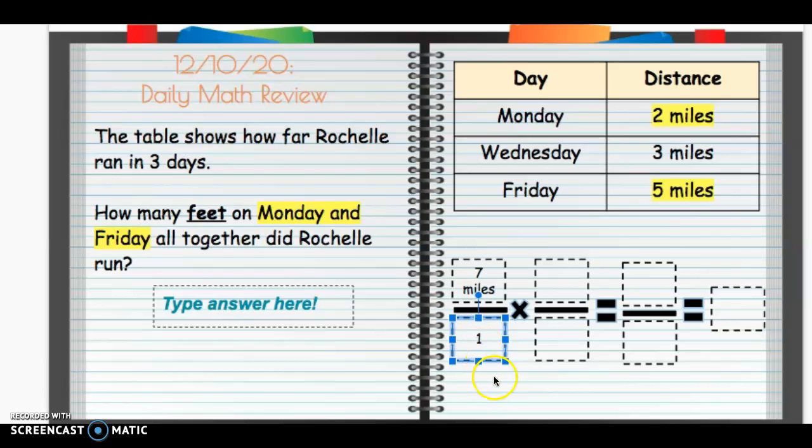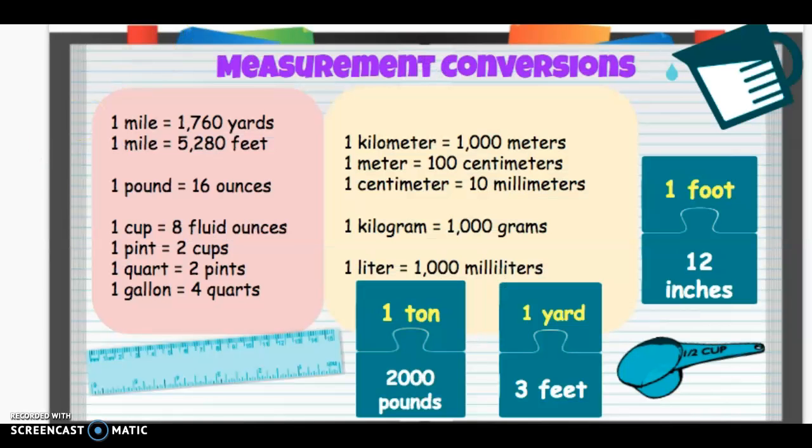Over 1. So if we know 7 miles is over 1, we're trying to get to feet. So what we're trying to get to is on top, and what we have is miles. So we go to our conversion table and we're looking for miles and feet. Well, 1 mile equals 5,280 feet.